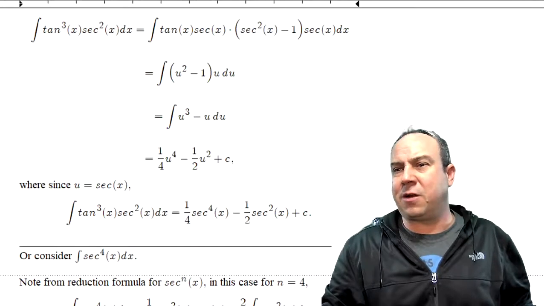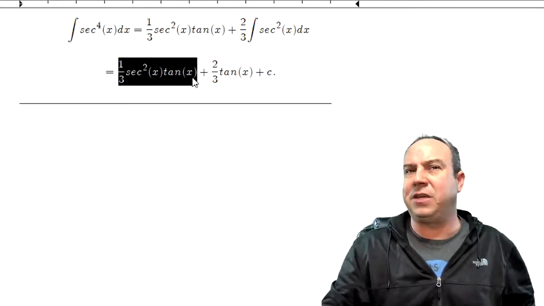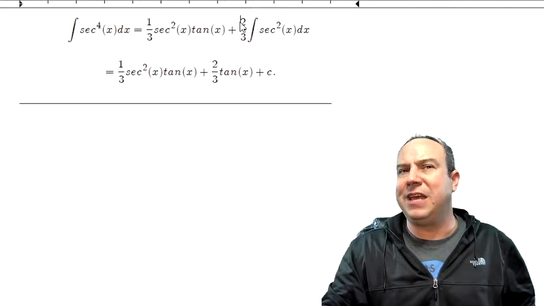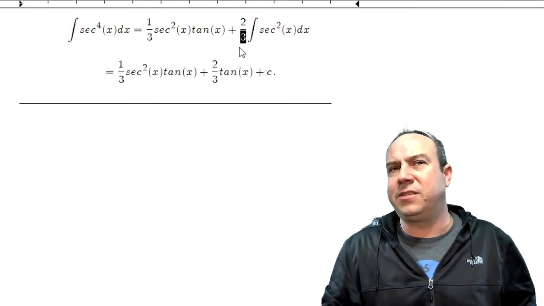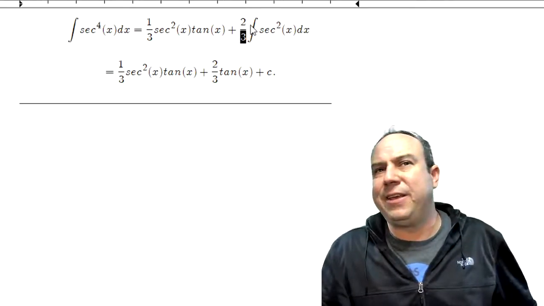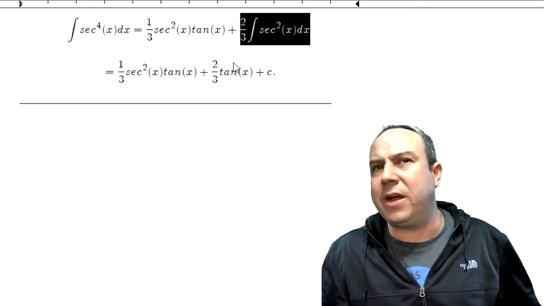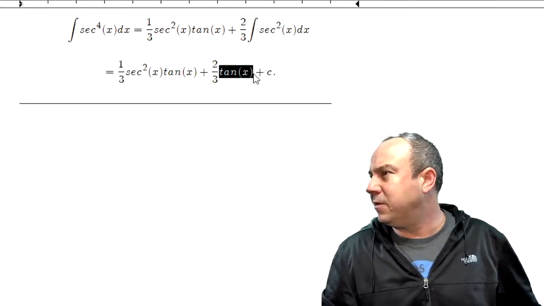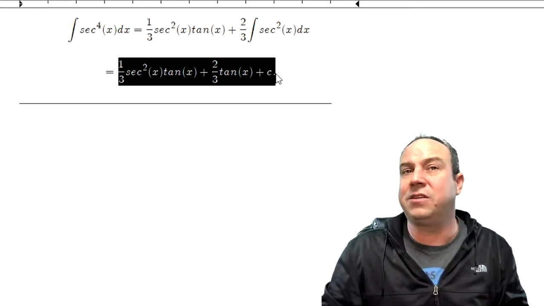Notice that in our result, 1/3 secant squared of x tangent of x to begin with appears here. Plus, now this is n minus 2 over n minus 1. n minus 2, 4 minus 2 is 2. 4 minus 1 is 3. So it's 2/3 times the integral for the secant squared of x dx. And what do we know about the integral of secant squared? It's simply tangent from our fundamental rules. So in the end here, we end up with 1/3 secant squared x tangent of x plus 2/3 tangent of x plus c in value.